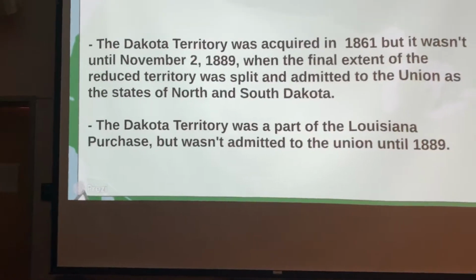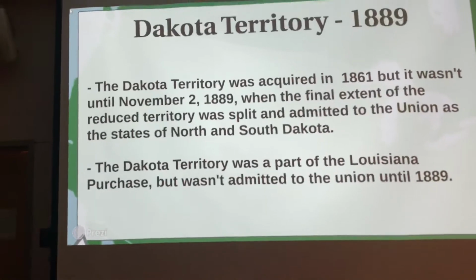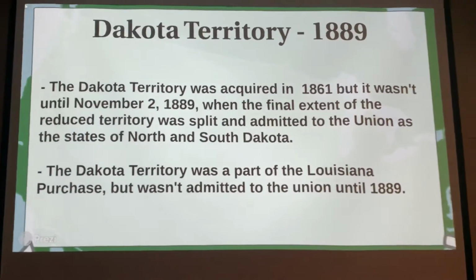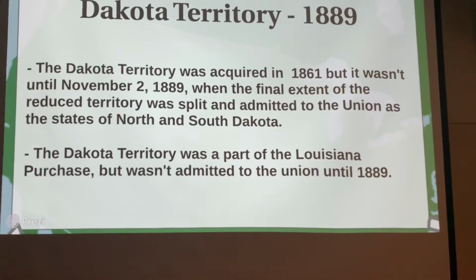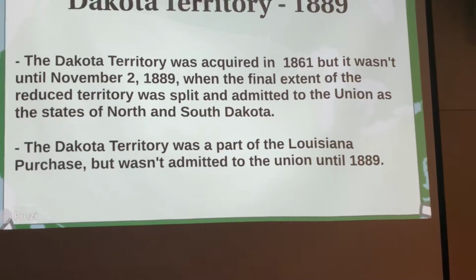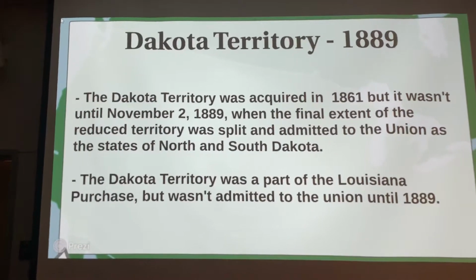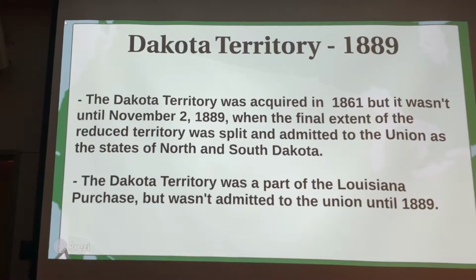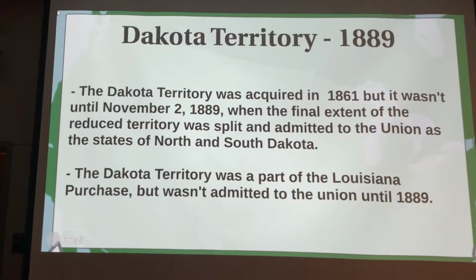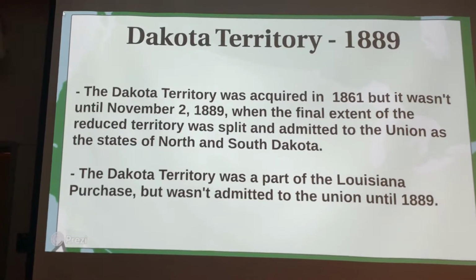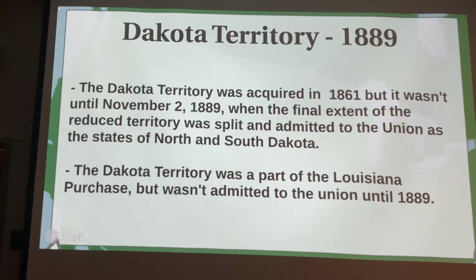Next is the Dakota Territory, and the Dakota Territory was acquired in 1861, but it wasn't until 1889 that the United States actually admitted it into the Union, and they split the Dakota Territory into North and South Dakota. And again, like I said, this land was acquired during the Louisiana Purchase, but it wasn't admitted to the Union until 1889.